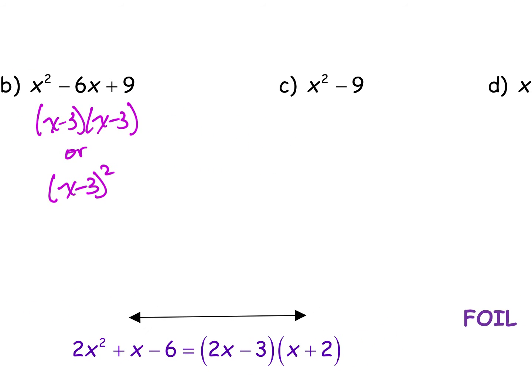C. So this one's a little different. I still want two numbers that add to be negative 9, but notice I'm missing the x term, so they need to add to be 0. If I'm doing my little cross thing to help me factor, that would be negative 3 and positive 3. So this will be x minus 3 times x plus 3.